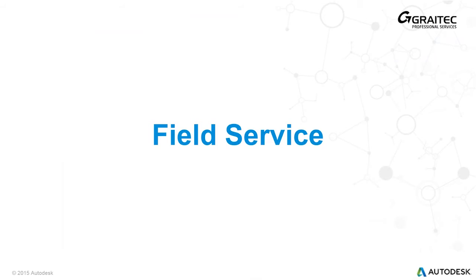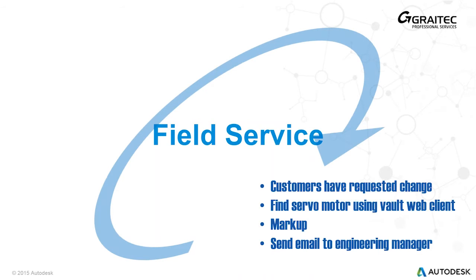Okay, so I'm going to break to and from the PowerPoint just to highlight what each section we're trying to illustrate to you in terms of functionality. So the first part of the demonstration is covering field service. So field service, I've identified several customers that are asking to change the position of a servo motor to improve circulation of liquid. So a customer has requested a change, and what we're going to do is search for that servo motor using the Vault web client. We're going to produce a markup, and then we're going to send this to the engineering manager.